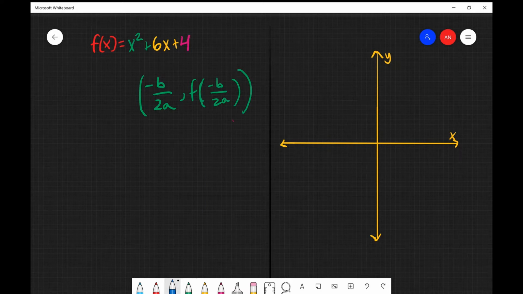Okay, so let's substitute. b is 6, so negative b is equal to negative 6. a is equal to 1, so 2a is equal to 2. So negative 6 divided by 2 is equal to negative 3. So negative 3 is our x coordinate for our vertex. So we can substitute that in our vertex.